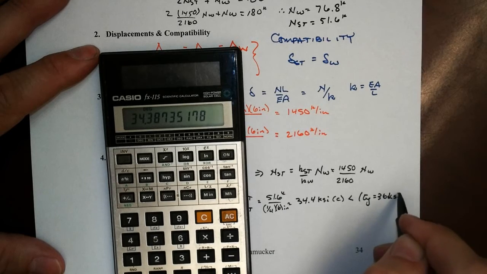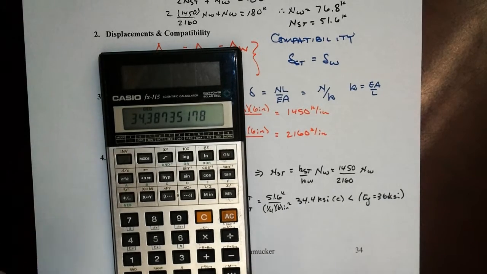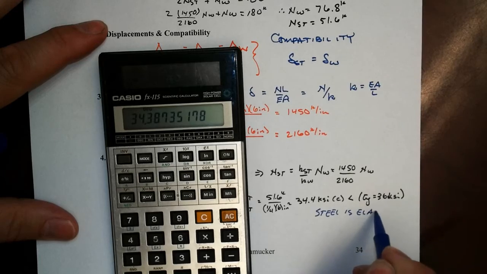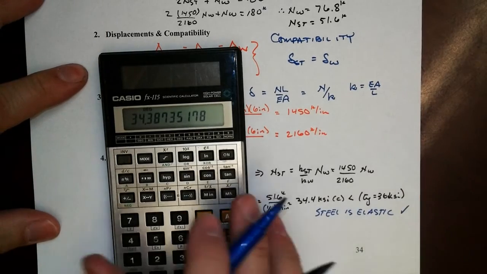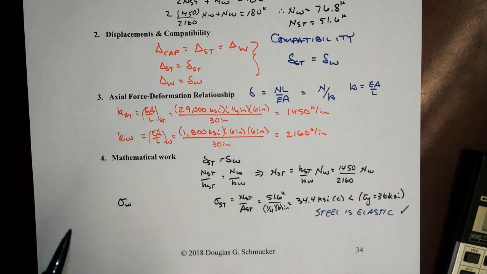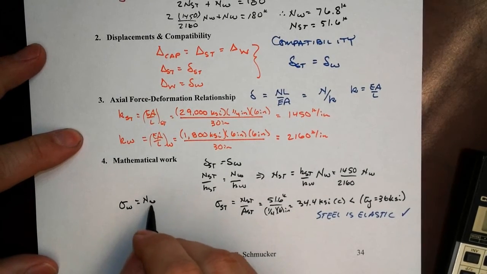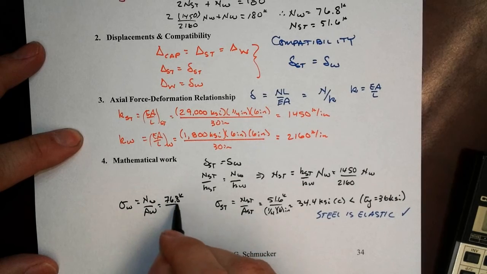It may not be less than the allowable, but that is less than the yield. So that consistency is good. It means that the steel is elastic. So that's good. That's what our model is based on. When we come over to the wood, let's see what we get there. Sigma wood is N wood over the area of the wood, so we've got 76.8 kips over 36 square inches.